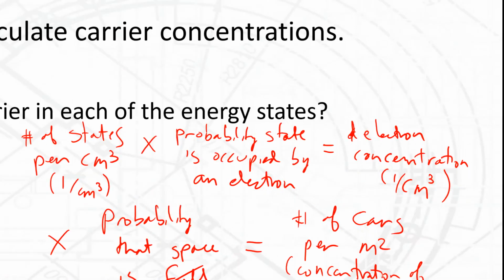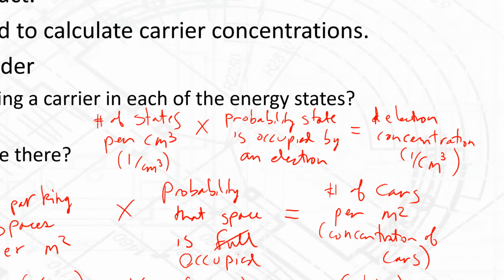Let me make this larger so everyone can see my messy handwriting. So in a semiconductor, you have the number of states. When we're talking about the number of states, we're talking about quantum states. Remember, solutions to the Schrodinger equation give you the different energy states an electron can be. So this is the number of states per centimeter cubed. Multiply that by the probability that the state is occupied by an electron, and that gives you the electron concentration. Number of electrons per centimeter cubed.